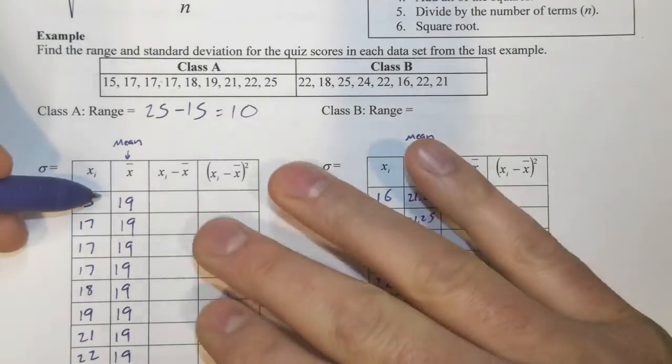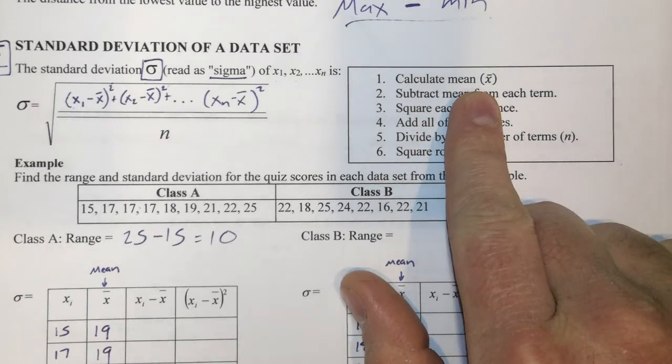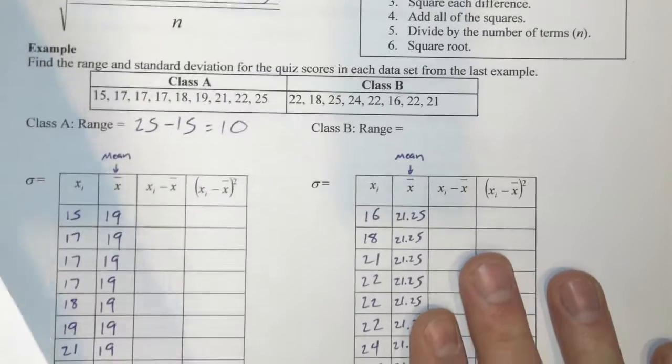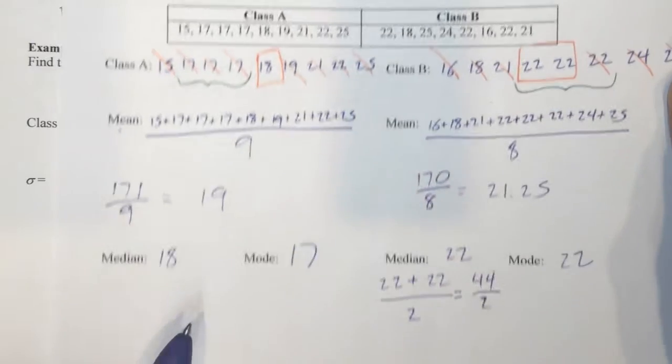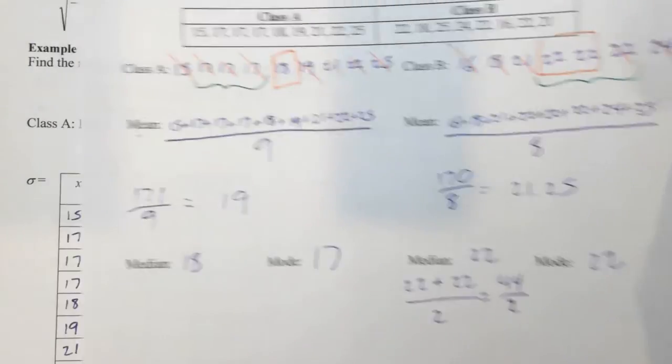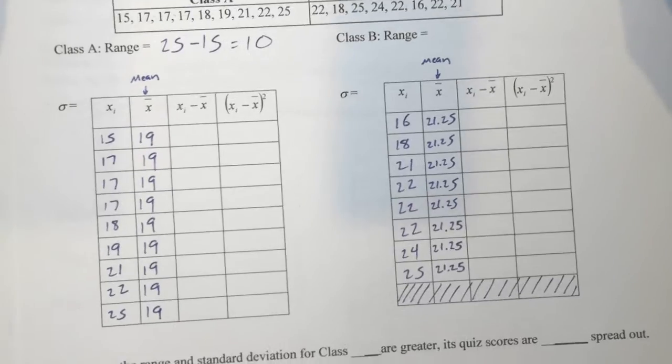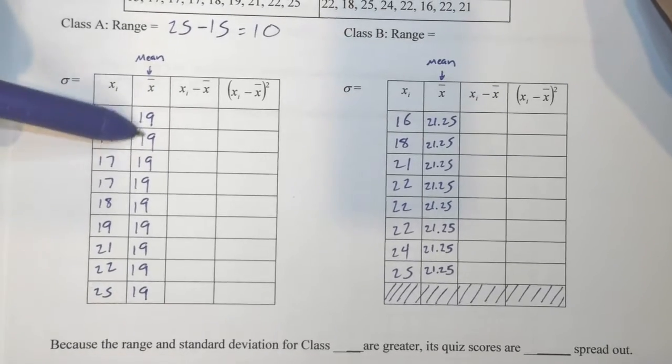Okay, now let's do the standard deviation. So step number 1 for standard deviation is to calculate the mean. We did that on the front side. For Class A, I know that the mean was calculated to be 19. And so I don't have to calculate that a second time. I'm just going to copy it from the front side, and I'm going to plug in some 19s right here.